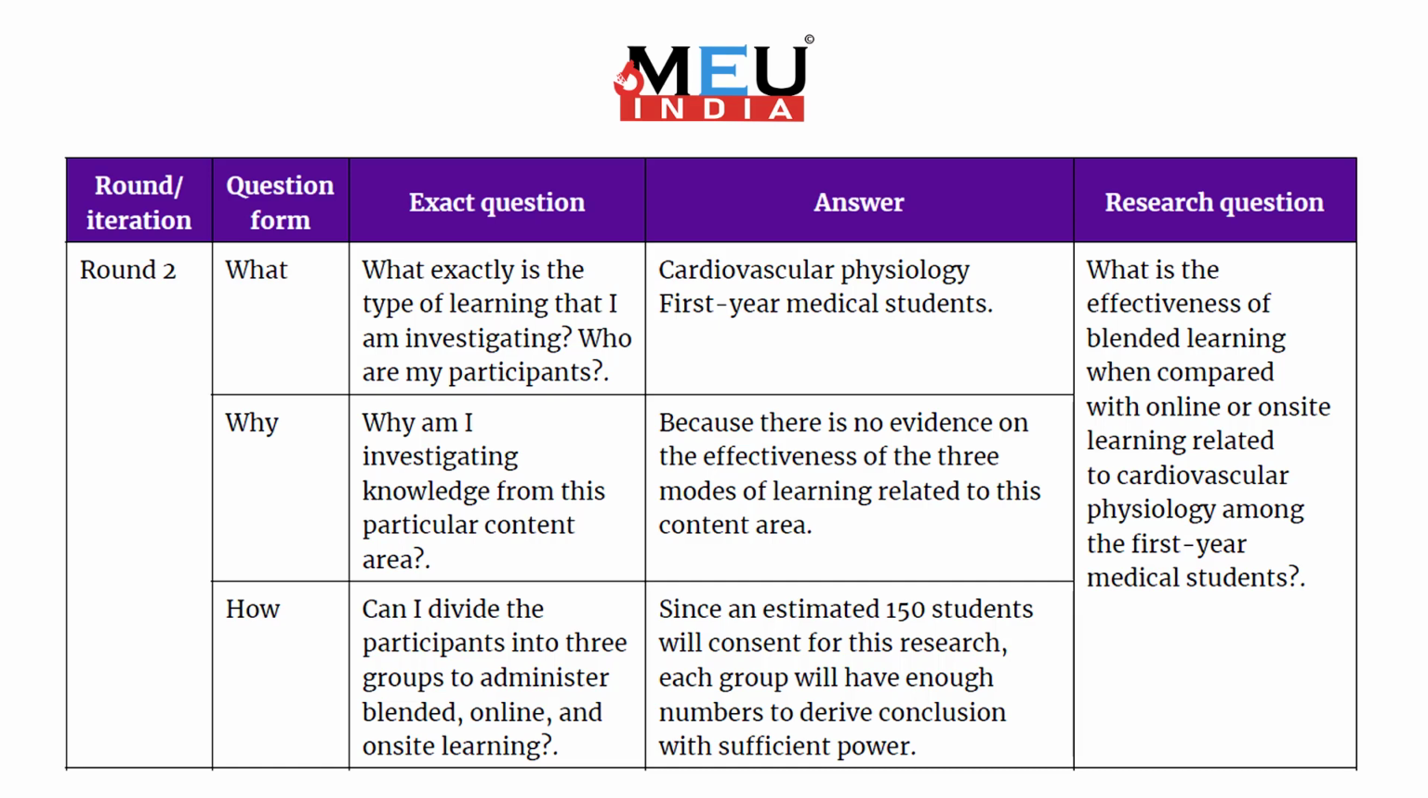How can I divide the participants into three groups to administer blended, online, and on-site learning? Since an estimated 150 students will consent for this research, each group will have enough numbers to derive conclusions with sufficient power.